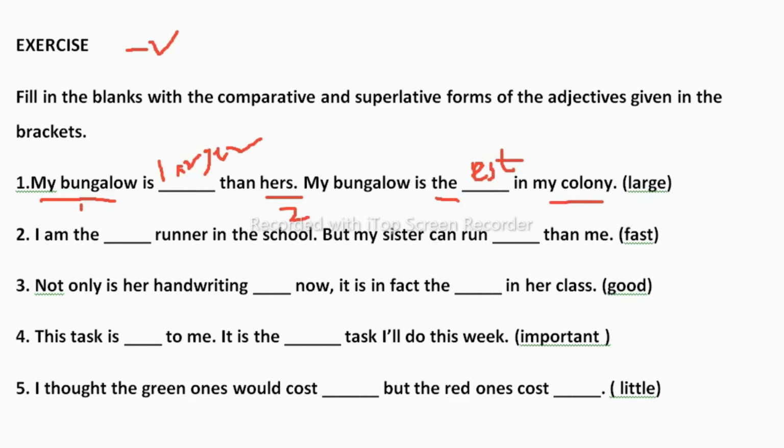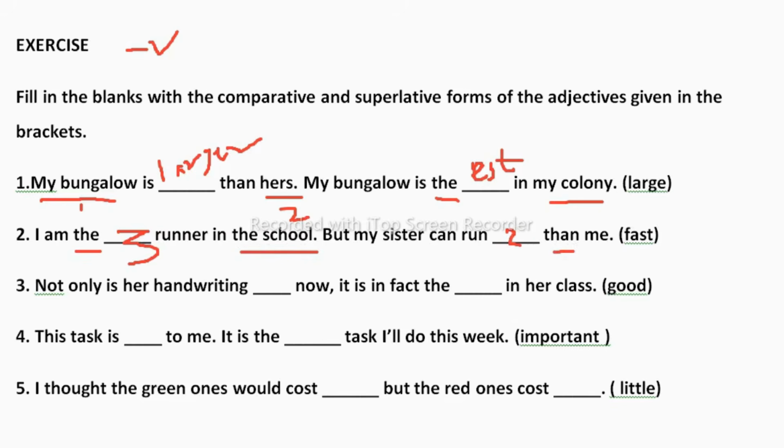And here "the" is there, so you need to write the superlative degree, third degree: runner in the school, and the school is what we are talking about. But my sister can run dash than is there, so here we need to write the comparative degree.